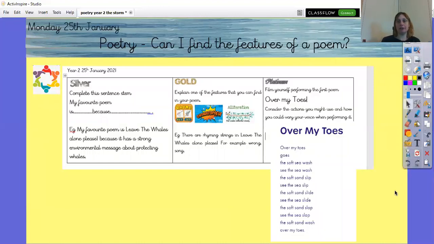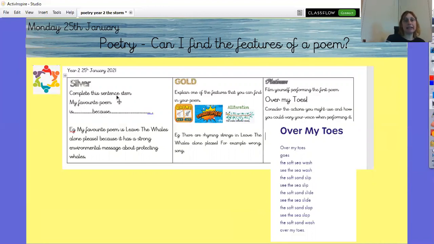Okay, let's move on to our jobs for today. So here is your task. So the first thing I'd like you to think about, the silver activity, is to complete the sentence stem. So going back over those poems that I've shared with you, I'd like you to tell me which your favourite poem is and why. So I've got the sentence stem which says my favourite poem is, and I'm going to ask you to put the conjunction because in. So I've modelled a sentence here for you.